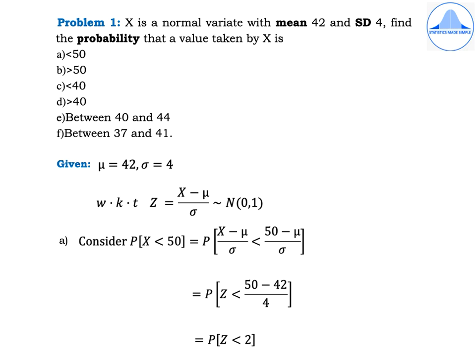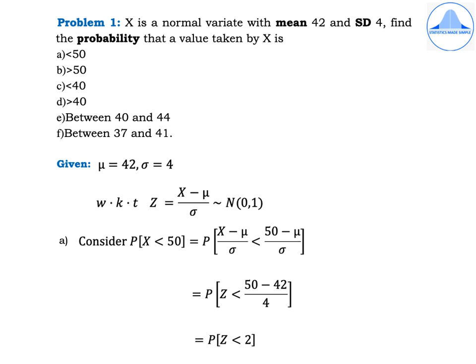First write given. Remember that the normal distribution has 2 parameters, that is mu and sigma, or mu and sigma square. So mu is the mean, and you know that the standard deviation is denoted by sigma. So write given mu is equal to 42 and sigma is equal to 4. Now because the problem is given in terms of X, we have to do what is called standardizing, and for that we make use of the standard normal variate formula. So in the next step you write, we know that Z is equal to X minus mu divided by sigma, which follows normal 0, 1.